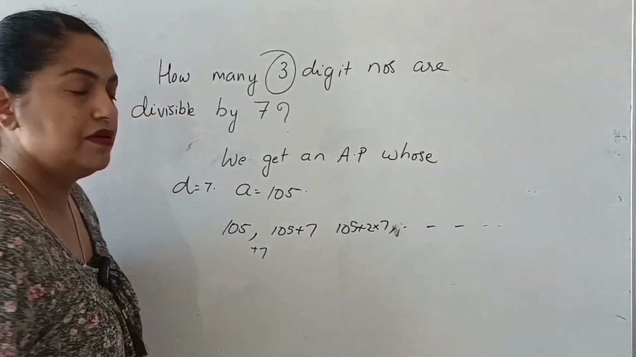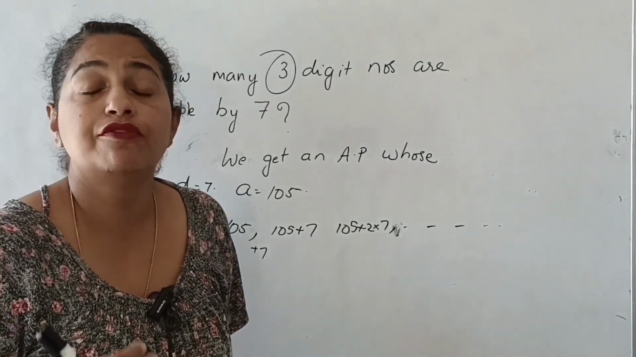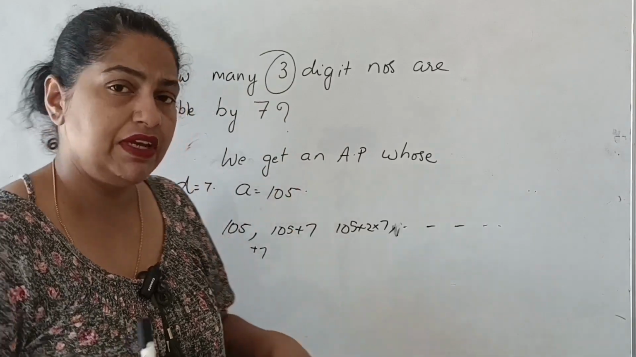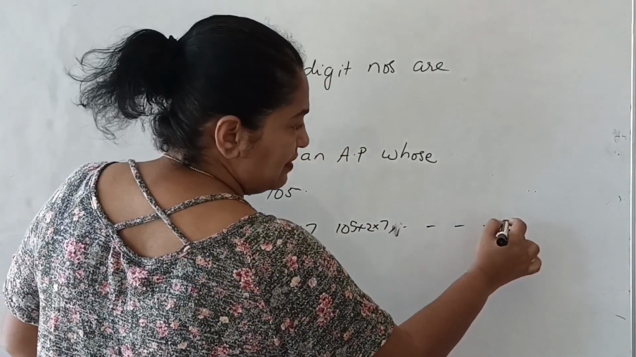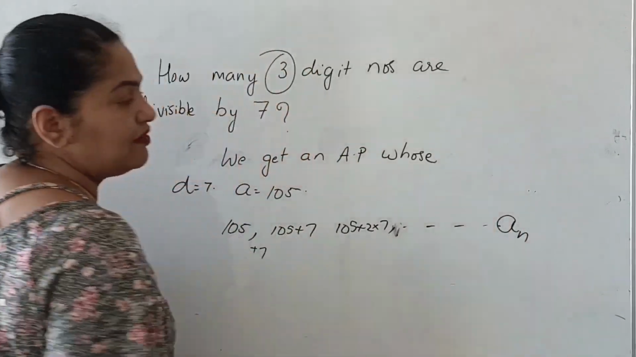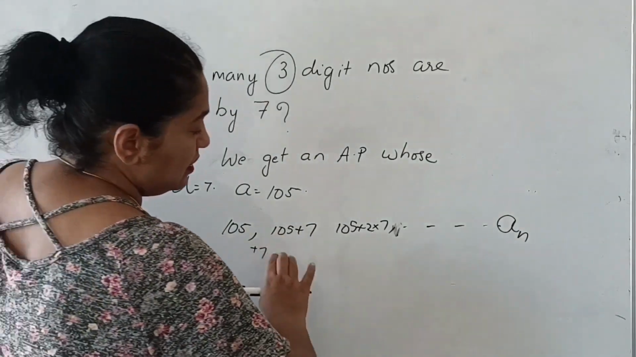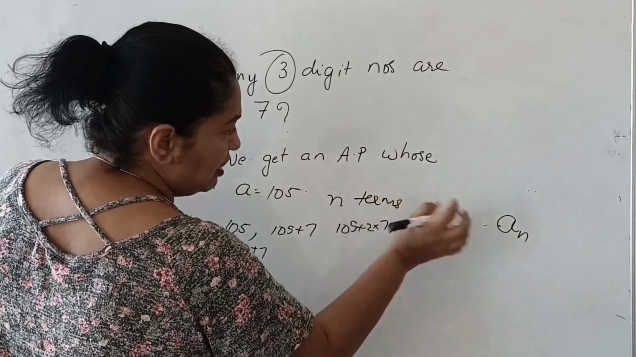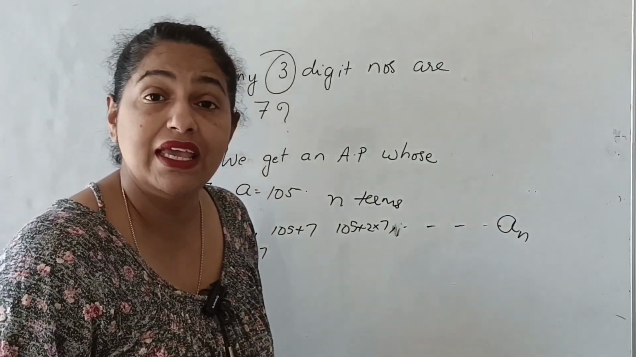It goes on. Okay. We need to find the number of terms which are the 3-digit numbers which are divisible by 7. It is going on and somewhere it is ending. So let us call the last term the nth term, assuming there are n terms in this particular arithmetic progression, the last term being an.